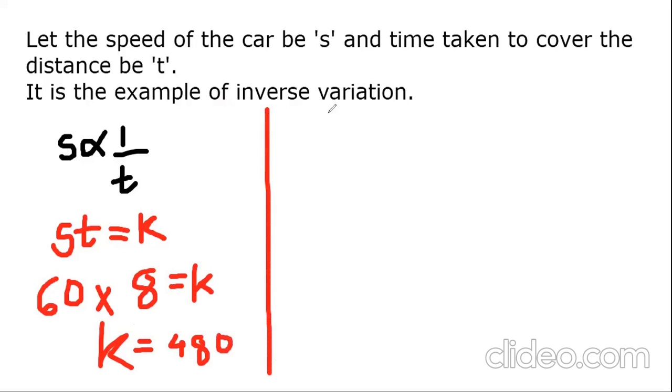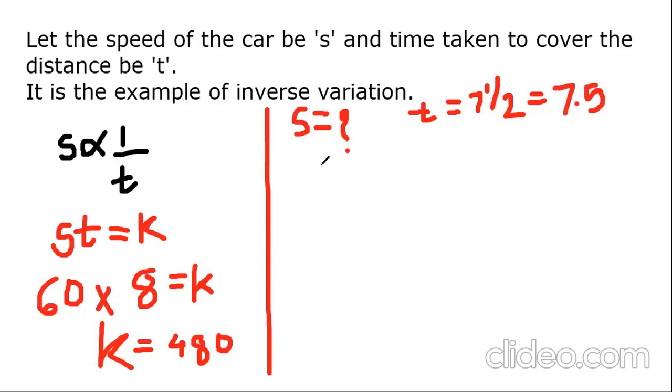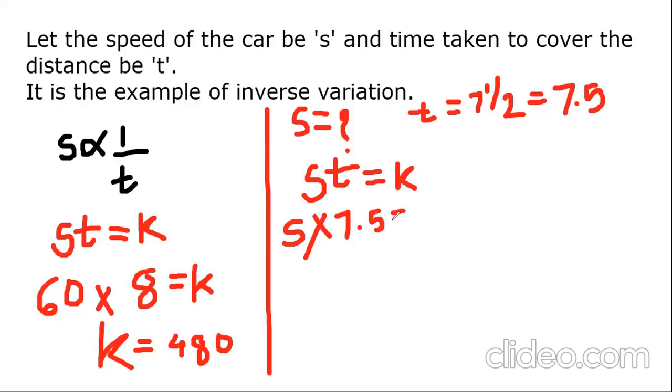Then you require S when T is equal to 7.5 hours. So S into T is equal to K. You have to find S, T is 7.5 and K is equal to 480. So S is equal to 480 divided by 7.5.